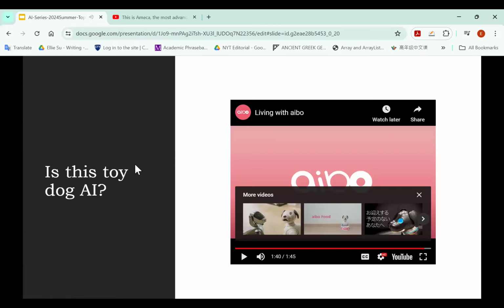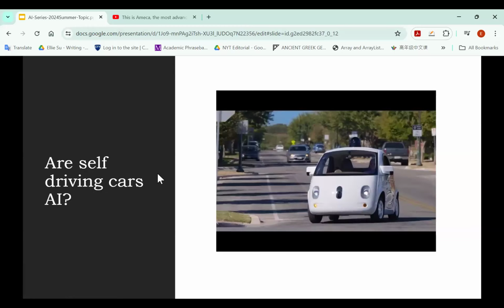So before you answer this question, we're gonna go over the four main ideas of what makes AI AI. And we're gonna look at this other example and watch this video too. And after we go over the four ideas, we're going to decide if these two are AI.